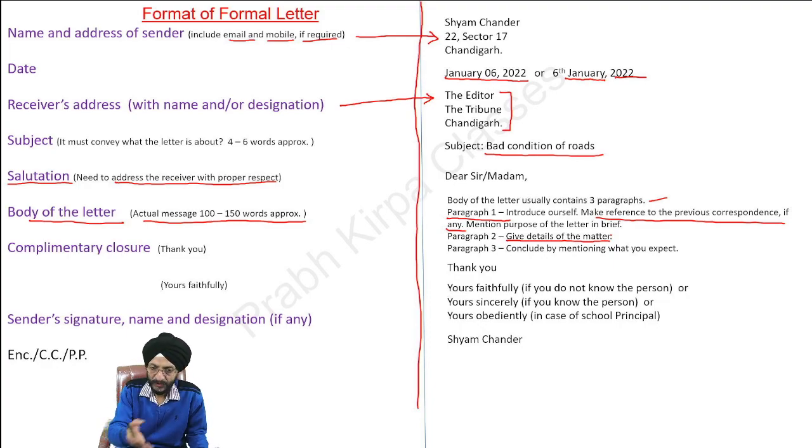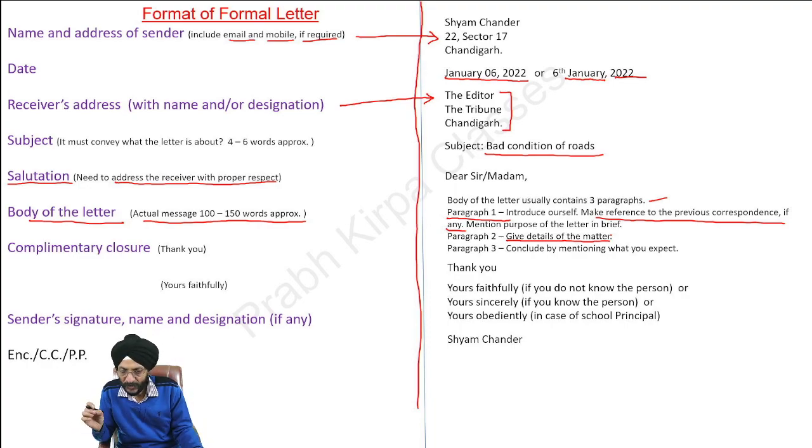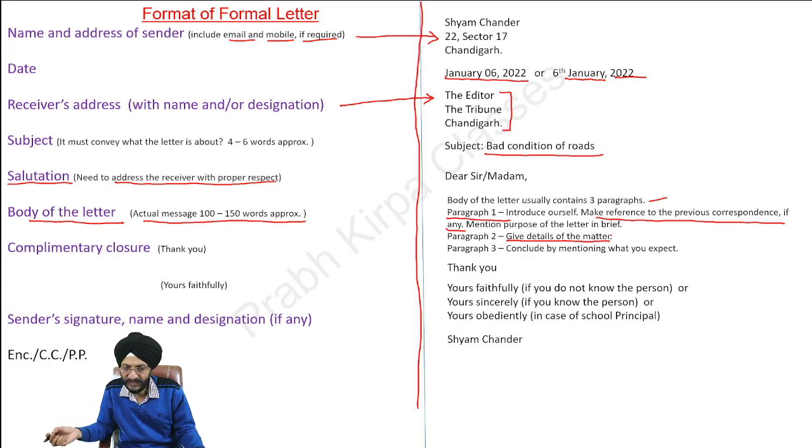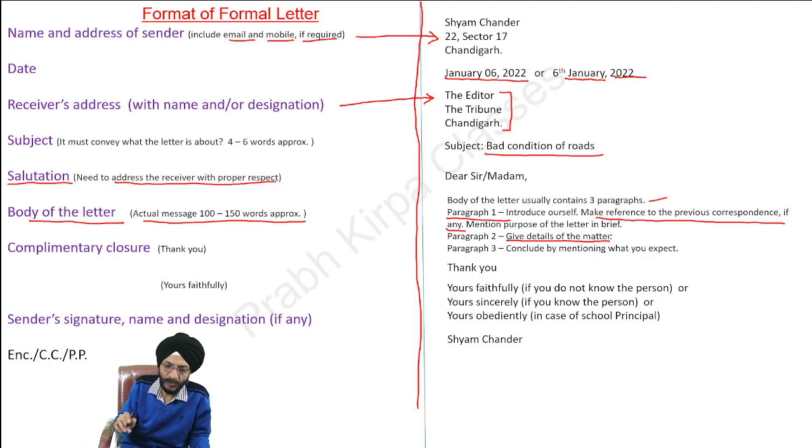In this paragraph, you may write, there are a lot of potholes in our locality, and no day goes when an accident is not reported in our locality. I have brought this matter to the notice of the public authorities many a times, but they are not paying any attention to my genuine request.